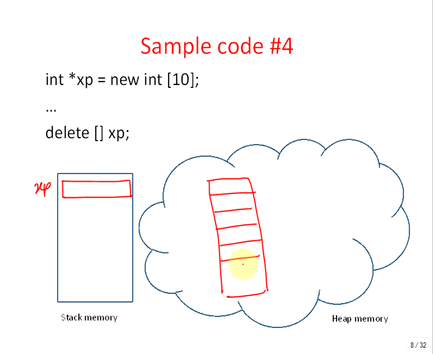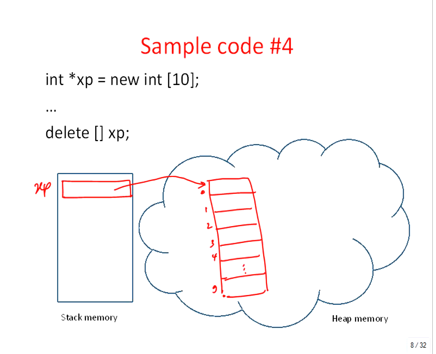3, 4, so on. Okay. So that's the index, not the address, it's an index. Right. So now XP is pointing to that address. Whatever the address of this newly allocated memory is, that's what we have in XP. Okay.